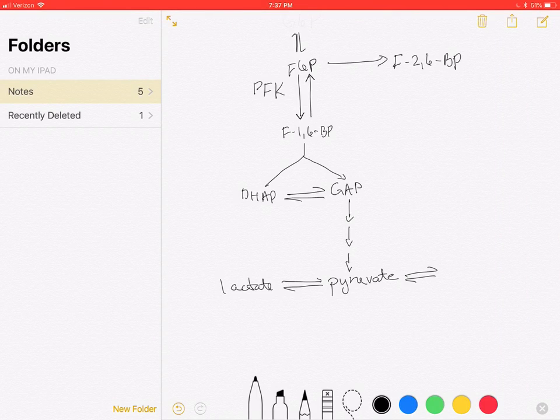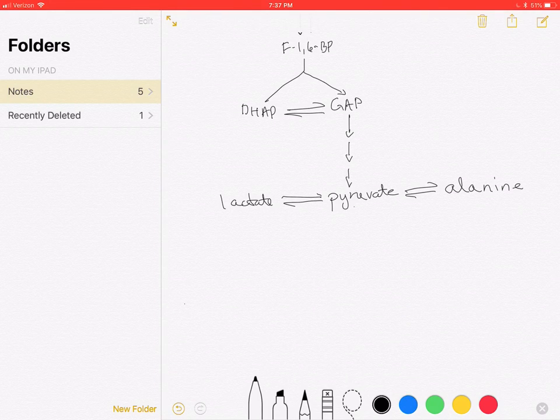Now it turns out that pyruvate can be changed into alanine in one step. Alanine, an amino acid. And pyruvate can continue down to acetyl-CoA. Acetyl-CoA combines with oxaloacetate to make citrate. Now the reason I bring in alanine and citrate is because some of the regulated enzymes of glycolysis are regulated by alanine and citrate. Both of them inhibit glycolysis.